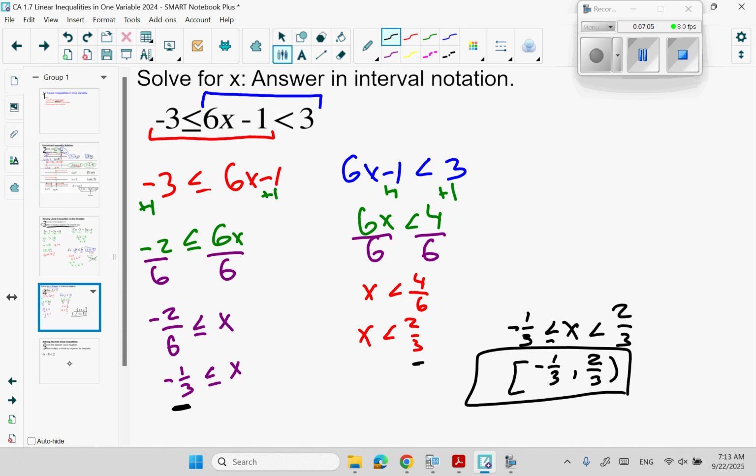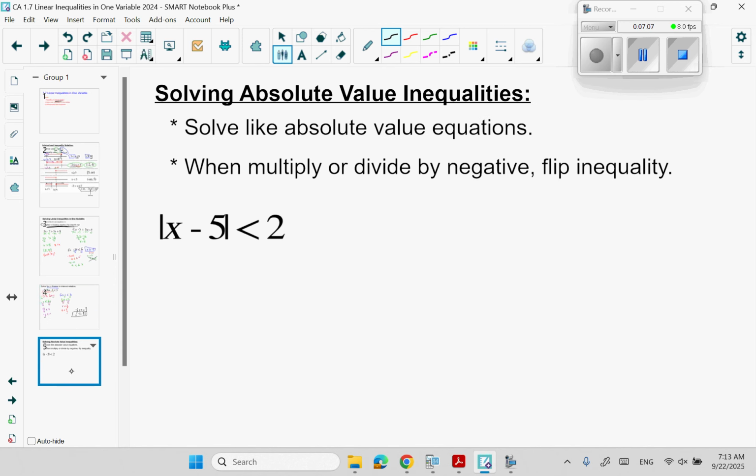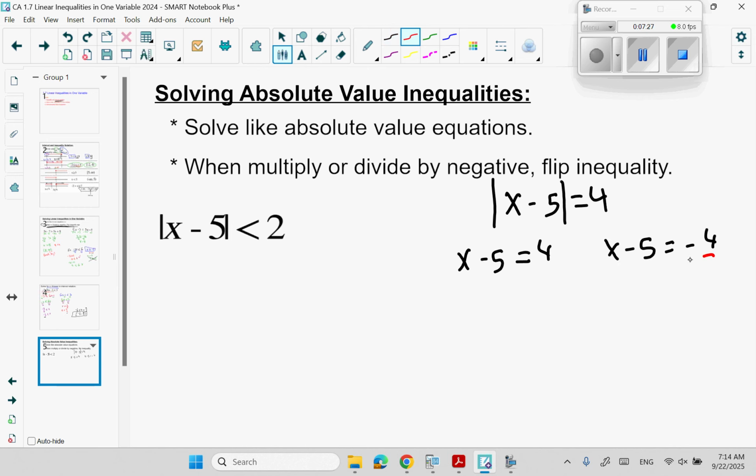Now, on to absolute values. So if you remember from 1.6, if ever I had an absolute value such as x minus 5 equals 4, we wrote that as x minus 5 equals 4, normal, and then we did x minus 5 equals negative 4, where this value gets flipped.